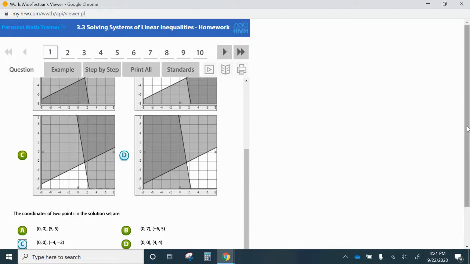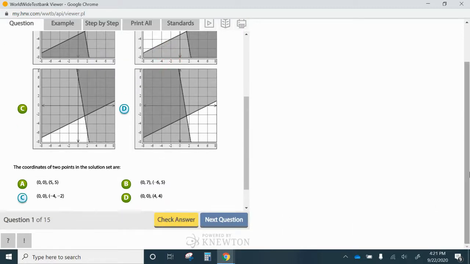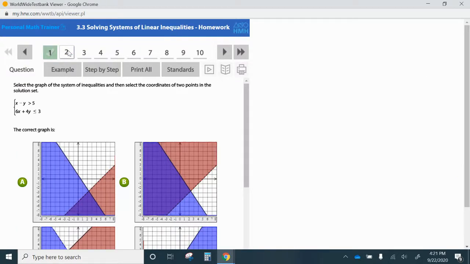Let me check the answer. Correct. Okay, let's go to number 2. Same thing: I'm going to write this system down so that I can go to Desmos and graph it. All right, so I have them written down.